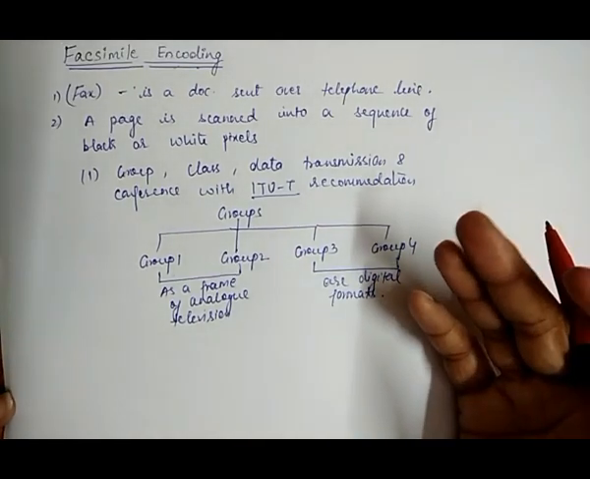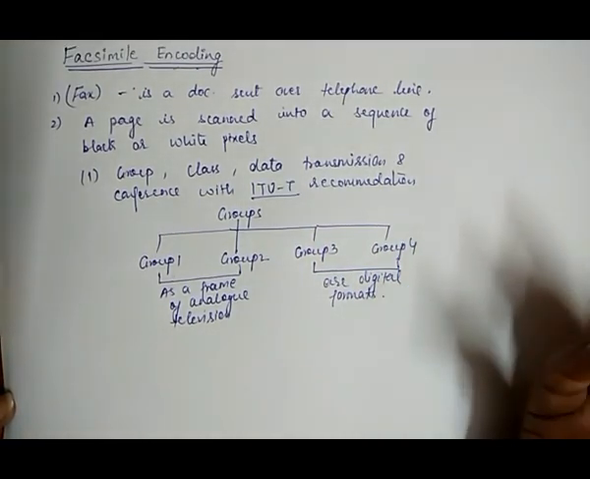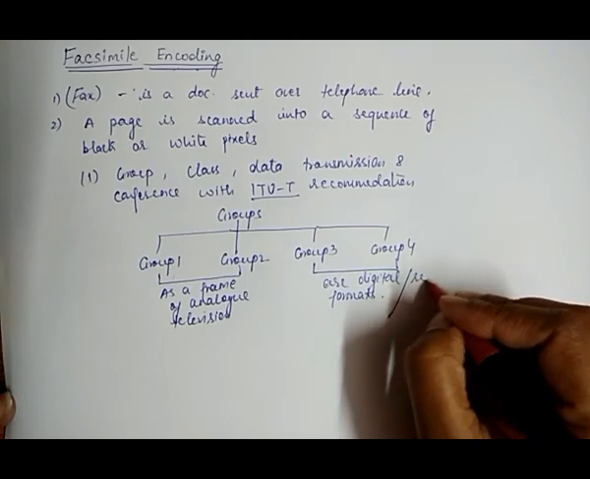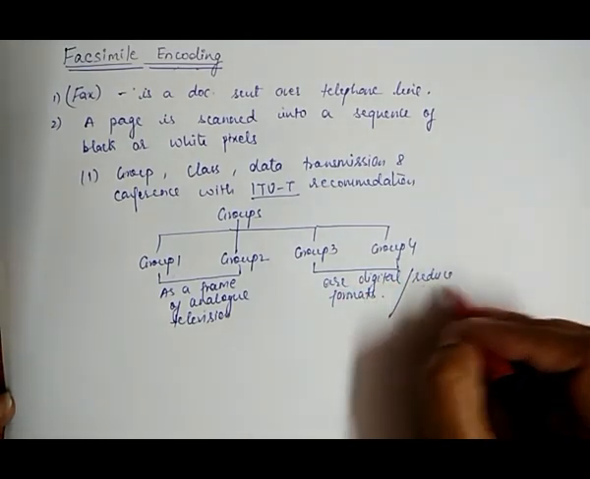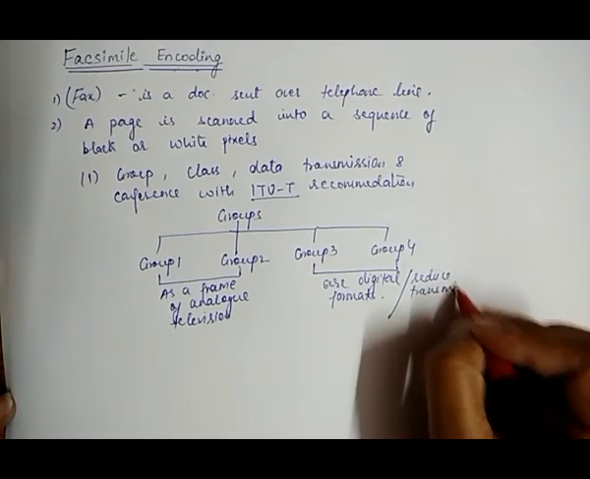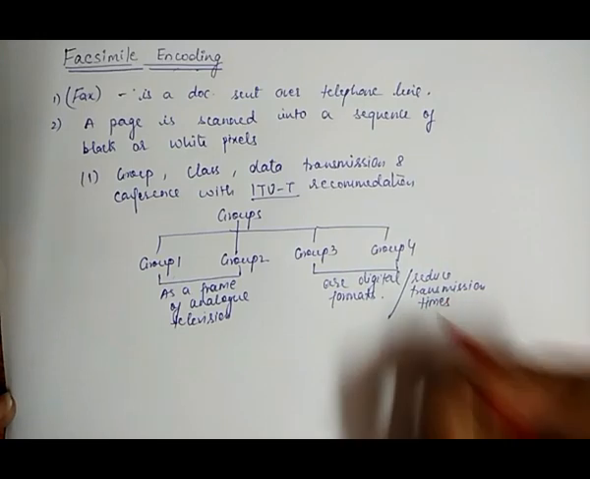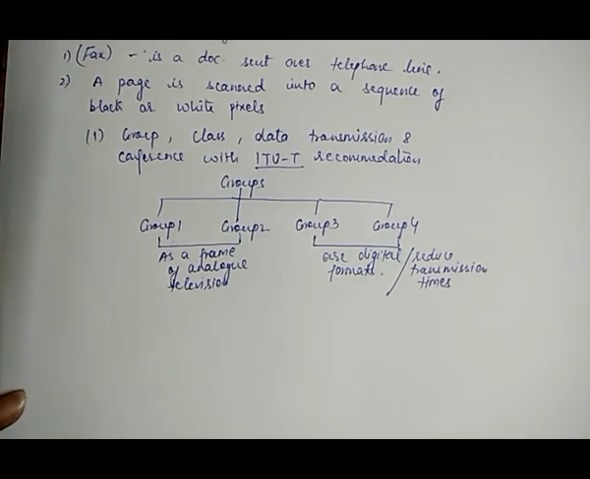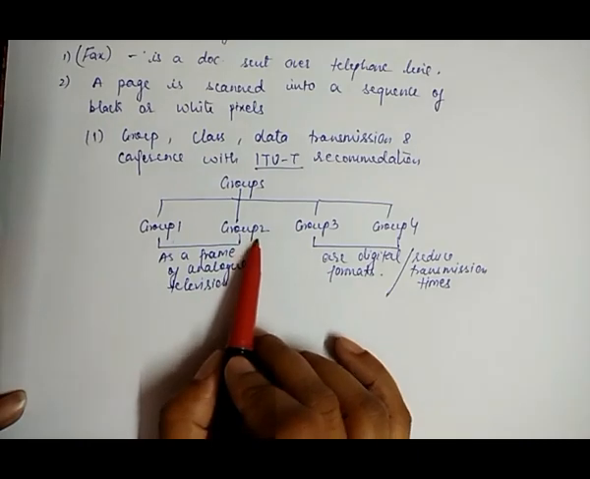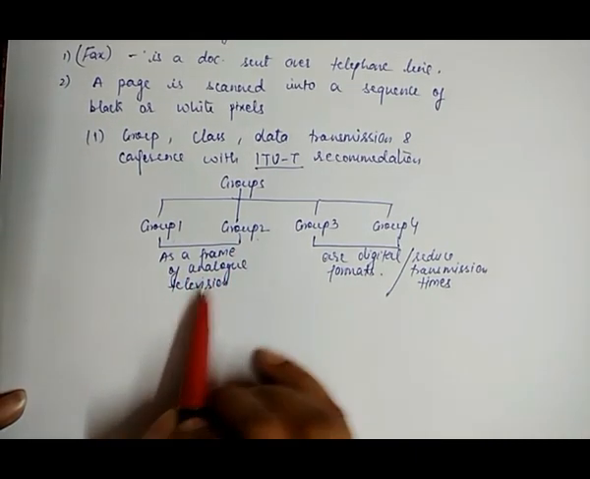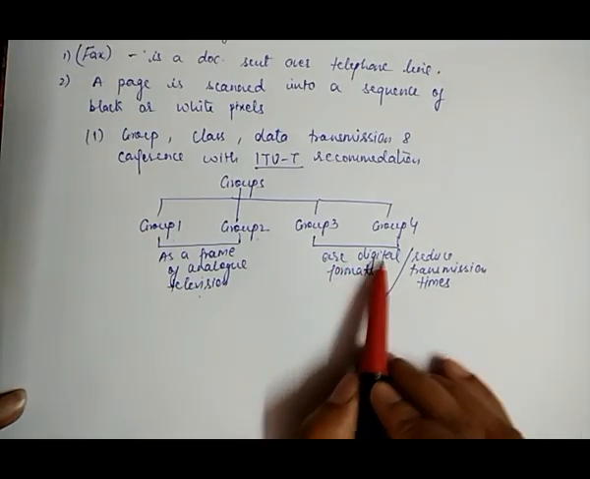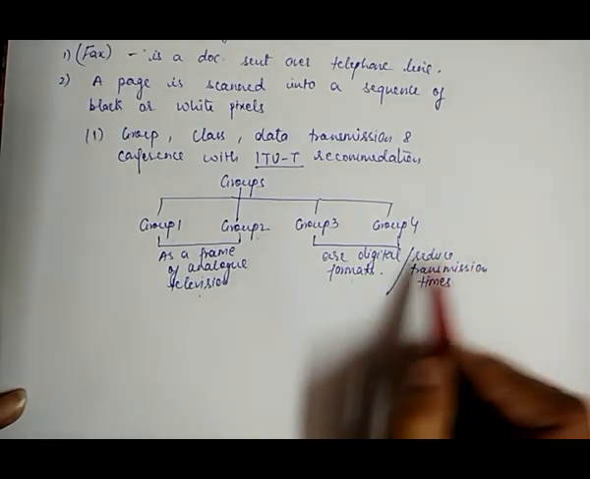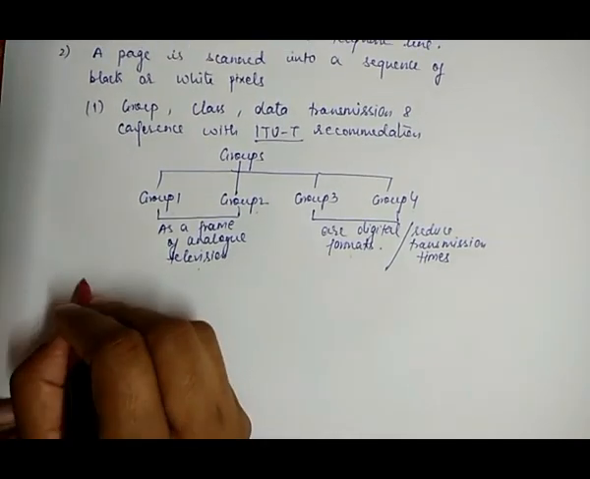And they take advantage of digital compression methods, which greatly reduce the transmission time. Group 3 and group 4 are in the digital format, so by using digital compression methods, we reduce the transmission time. Now we will discuss all these 4 groups in detail. The important point about these groups is that group 1 and group 2 work as a frame of analog television, whereas group 3 and group 4 are sent in digital format, which takes advantage of digital compression methods, which greatly reduce the transmission time. So first we discuss group 1.